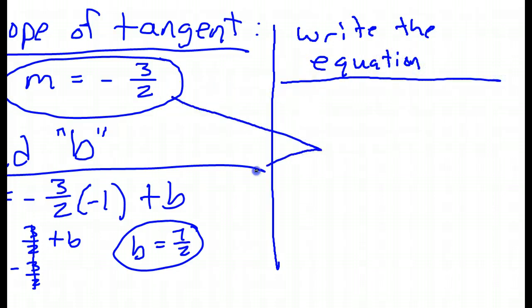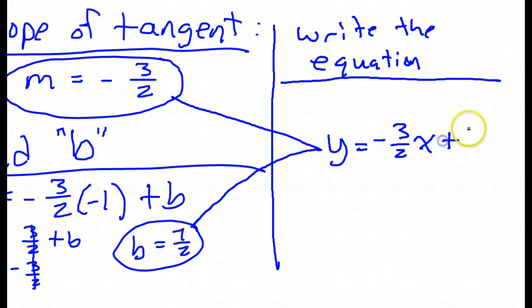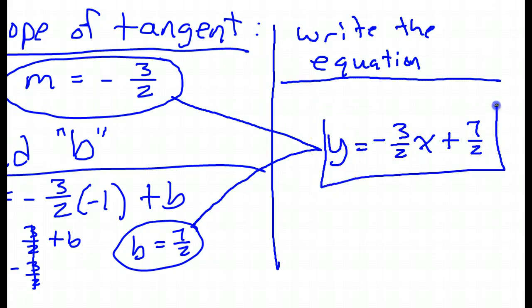Okay, so we're going to take both of these things and put them into the equation. So our y equals mx plus b becomes y equals negative 3 over 2 x plus 7 over 2. All right, so that is the equation of the tangent line.